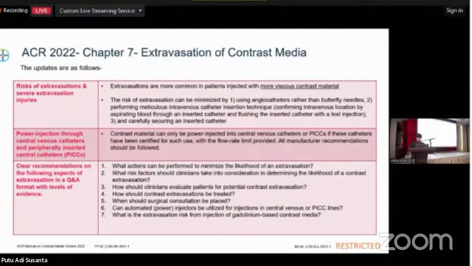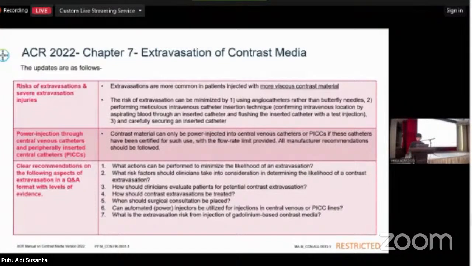the 2022 version, in this chapter on extravasation, there is an updated recommendation with the strength of evidence provided. And overall, the focus on the cause of extravasation in terms of iodinated contrast media has shifted to viscosity, meaning that the frequency is more common in patients receiving more viscous contrast media. And also several recommendations were made to minimize the risk, including using an angiocatheter rather than butterfly needles, performing meticulous intravenous catheter insertion, and carefully securing and inserting catheters.